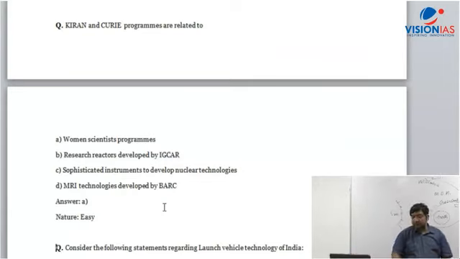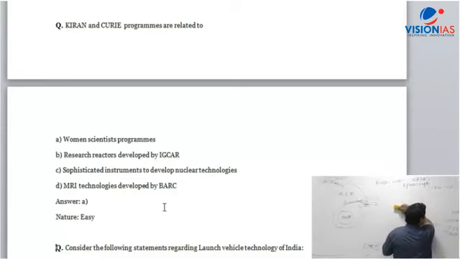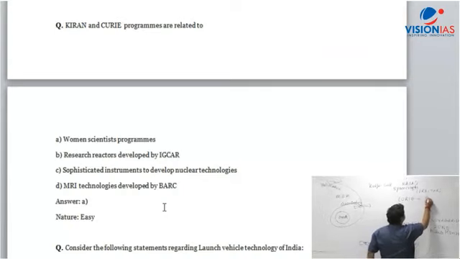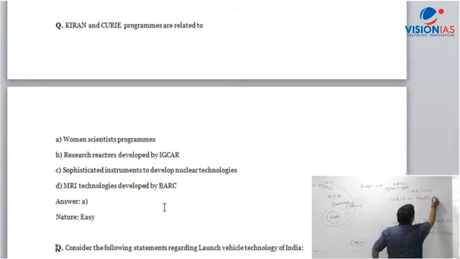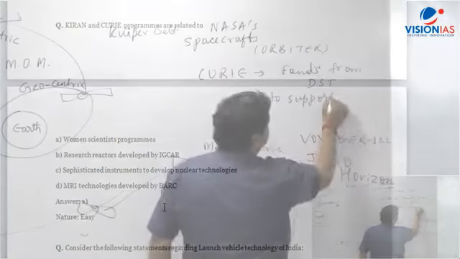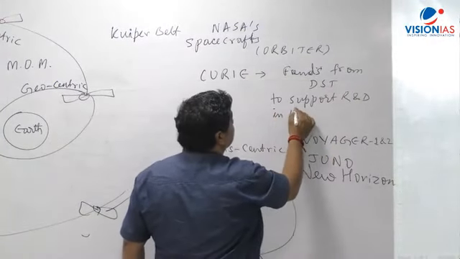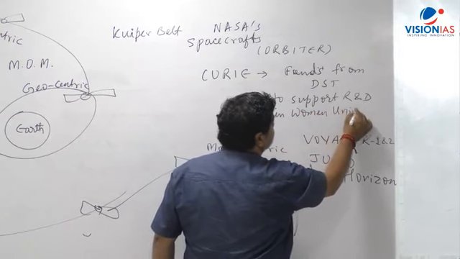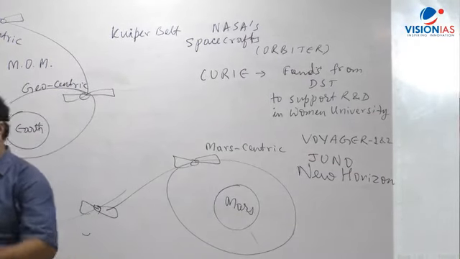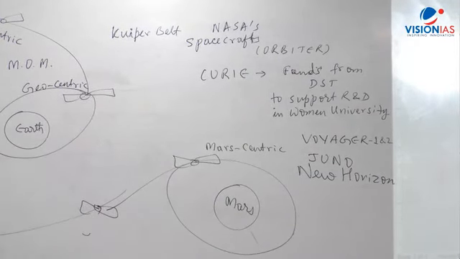So I'll write here. Under the Curie program, funding is given to those women universities to promote science and technology research. This funding comes from DST, Department of Science and Technology, to support R&D in women universities. Can you name any women university which you are aware of? Banasthali, just an example. It has got funding under the Curie program. Banasthali in Rajasthan has got it. So there are such big universities which can be funded under Curie.